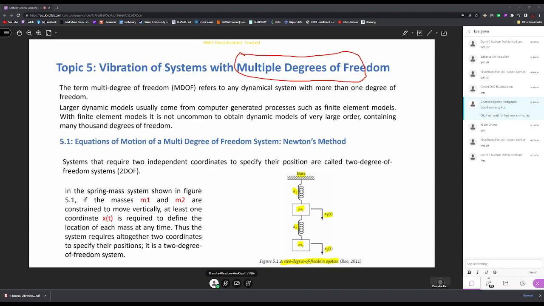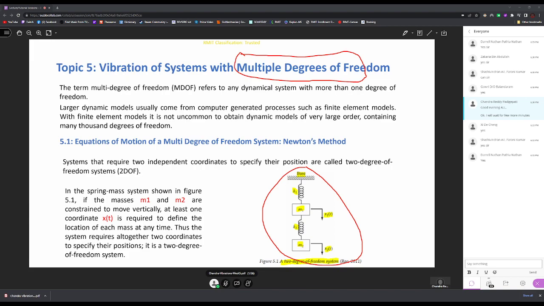So now if you see here, focus on this. This is a 2-degree of freedom system because there are two masses. These two masses will have displacements x1 and x2. And if you want to describe the motion of this system, then you need to have an equation of motion for mass 1 and also an equation of motion for mass 2. So there are two equations of motion required.